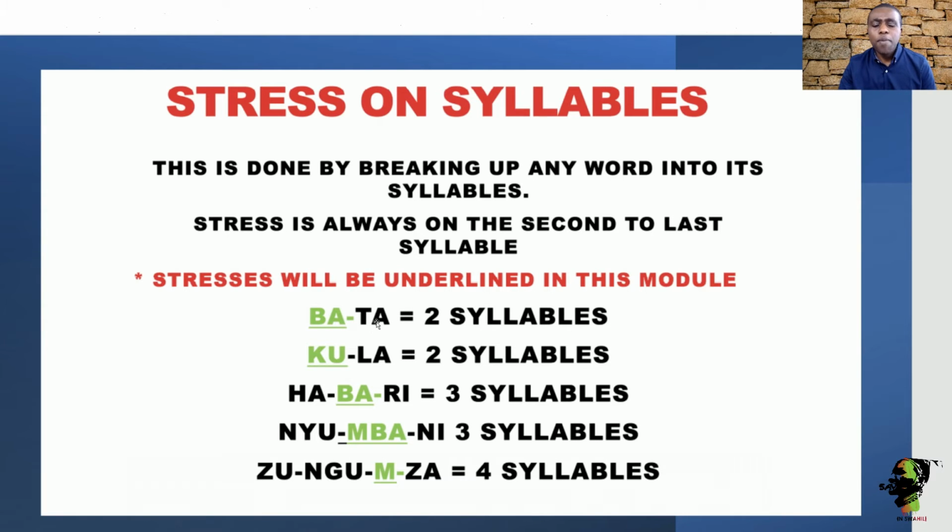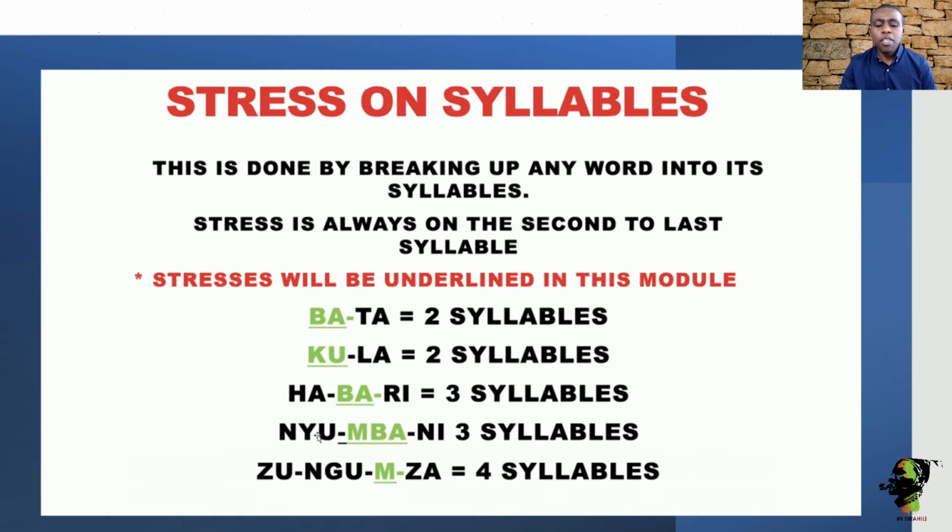So for example, bata, if a word has two syllables, or a short word, put the emphasis on the first part, bata. But if a word has more than two syllables, like this word, habari, put the emphasis on the second to the last syllable. So it becomes habari. But the second one is just two syllables, kula. Kula. You can hear my emphasis is on the ku.